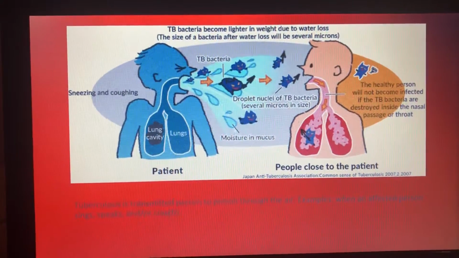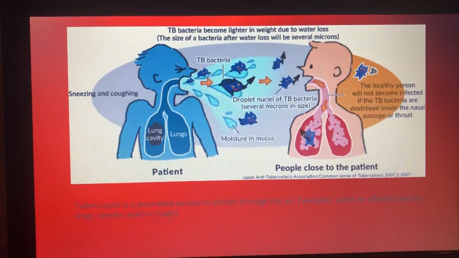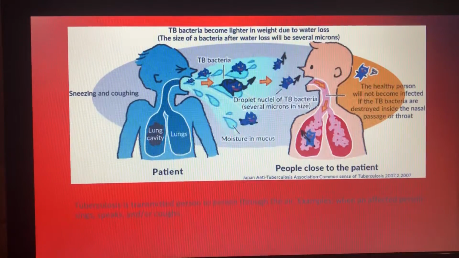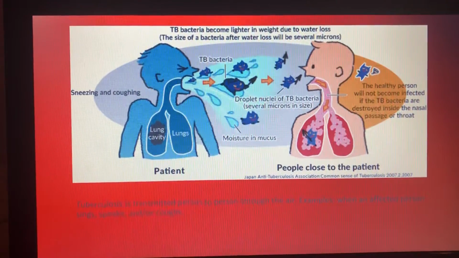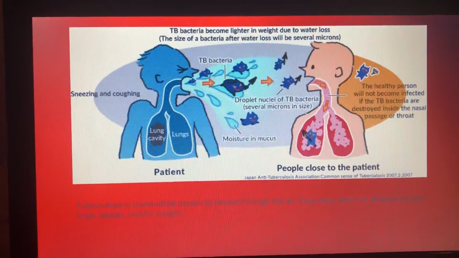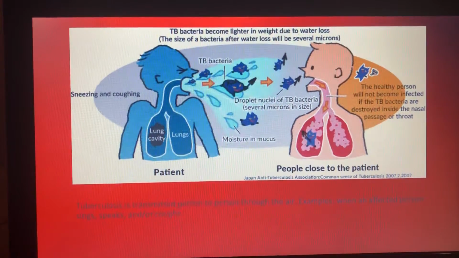easily. The healthy person will not become infected if the TB bacteria are destroyed inside the nasal passages or through the throat, which you can see in the photo. It actually has to go down into the lungs for it to infect someone with TB.